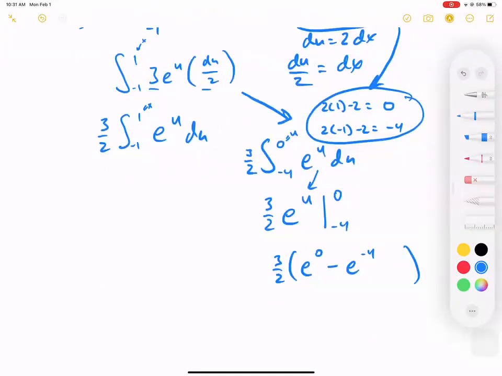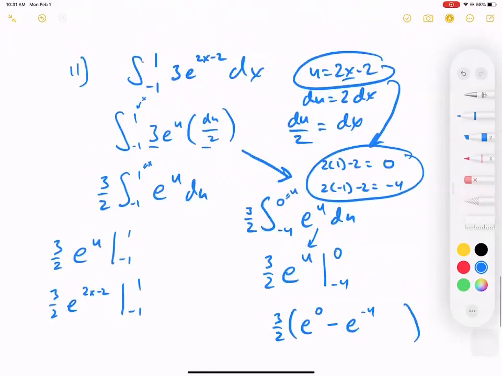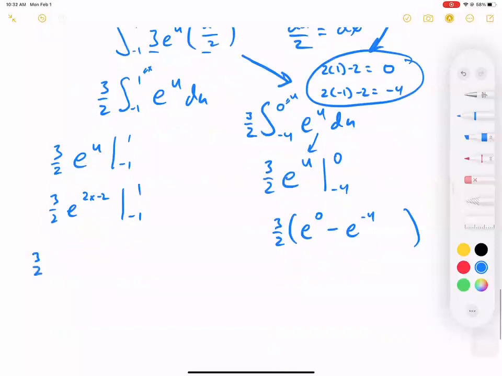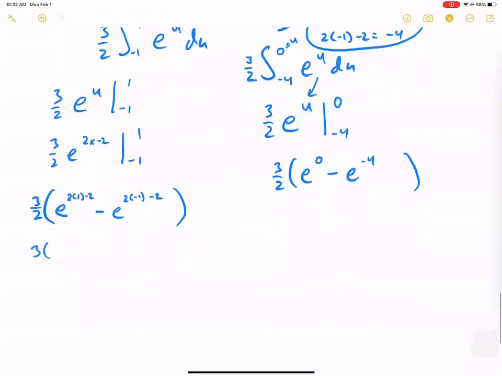Let's see what happens if we took the long, not really long route. But that's right, 3 over 2. And this is going to be e to the u. Plug in negative 1 to 1. Right, you always read this way. We always read negative 1 to 1. And then I'm going to change it: 3 over 2 e to the 2x minus 2, negative 1 to 1. If I plug it back in, I'm going to write 3 over 2. I'm going to keep this out in the front because we're going to multiply 3 by 2 anyways. So e to the 2 times 1 minus 2 minus e to the 2 times negative 1 minus 2. Right? And if you do the math, this would still become e to the 0 minus e to the negative 4. Same thing.